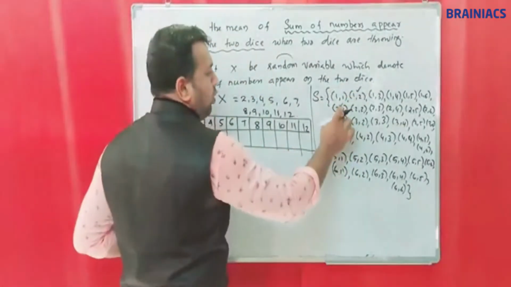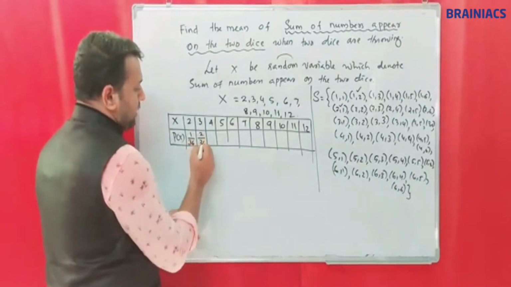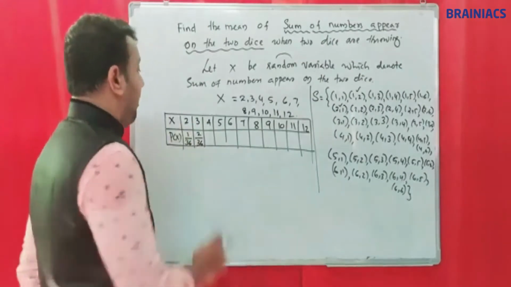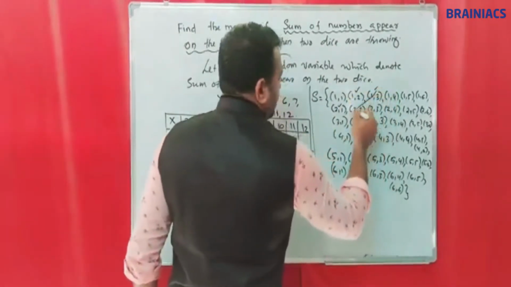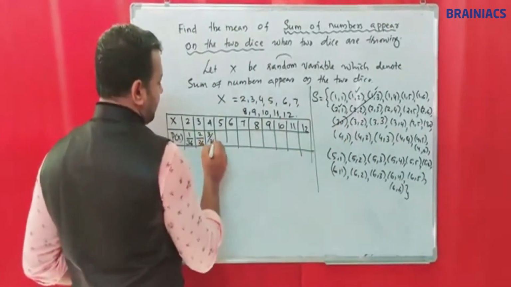1, 2 and 2, 1 give sum 3. So the probability is 2 by 36. There are two cases, so favorable cases is 2. In the case of 4, there are 3 cases: 1, 3; 2, 2; 3, 1. 3 cases, so probability is 3 by 36.